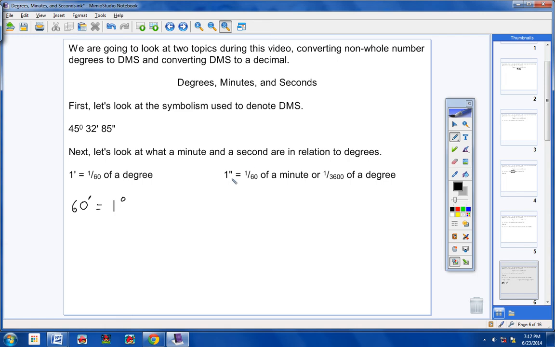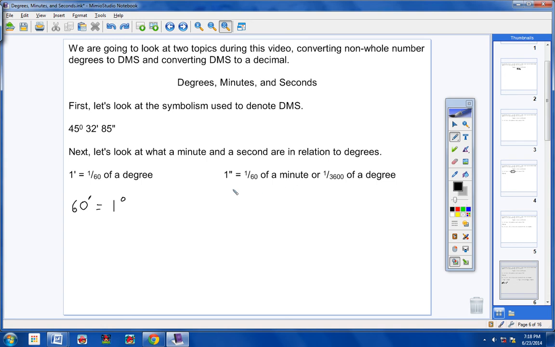Now 1 second is the same thing as 1/60th of a minute. So if you thought a minute was small, 1/60th of a degree, a second is really small. Again, we're not talking about time, on a watch. We're talking about degrees here. But if you'll look, 1 second is 1/60th of a minute, or in other words, 1 second is 1/3600th of a degree. Okay, so a second here is really small when it comes to degrees.